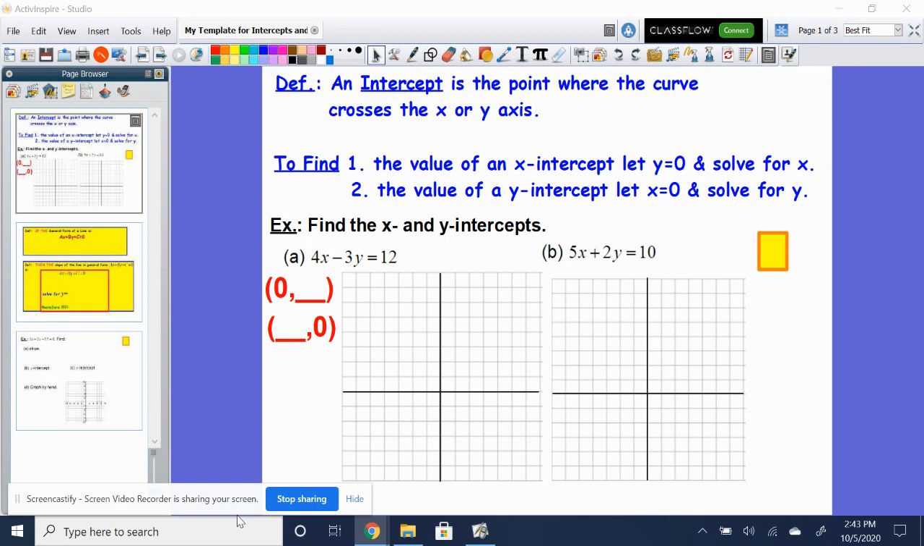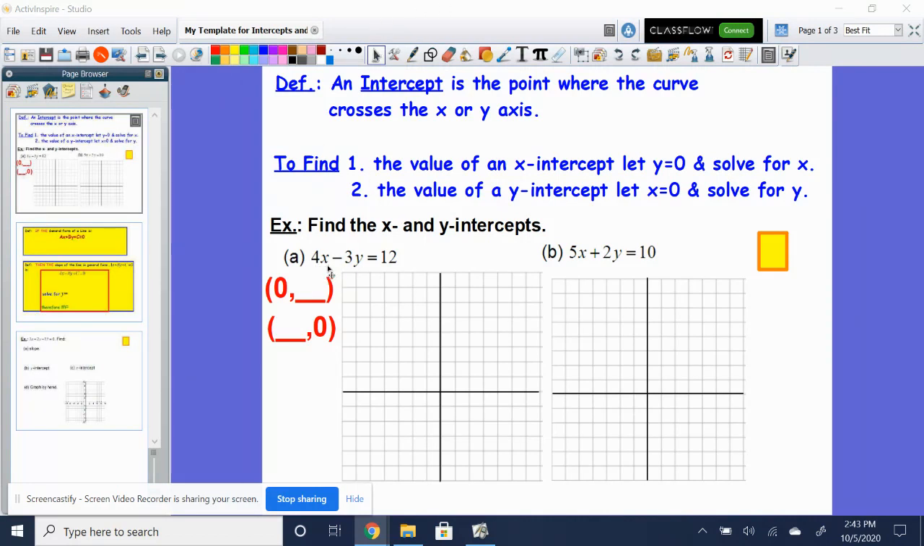Now, to find the value of an x-intercept, you let y equal 0 and solve for x. So an x-intercept, when you cross the x-axis, the y value is 0. Likewise, when you're finding the y-intercept, the x value is 0. So you let x be 0 and you solve for y. Let's look at an example.